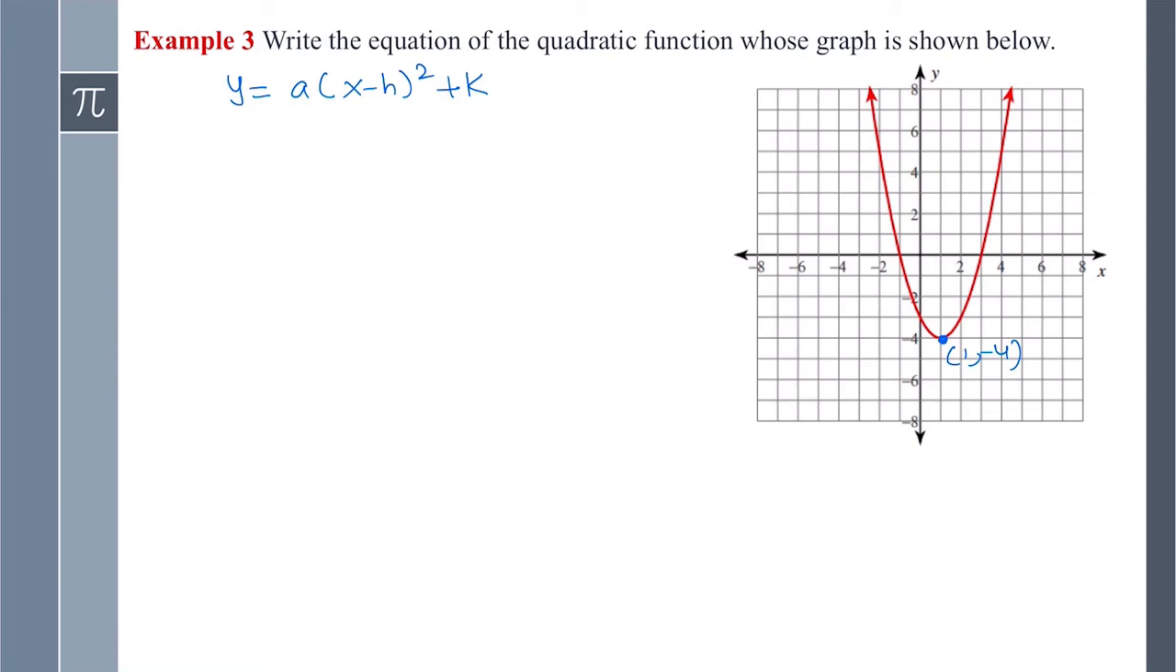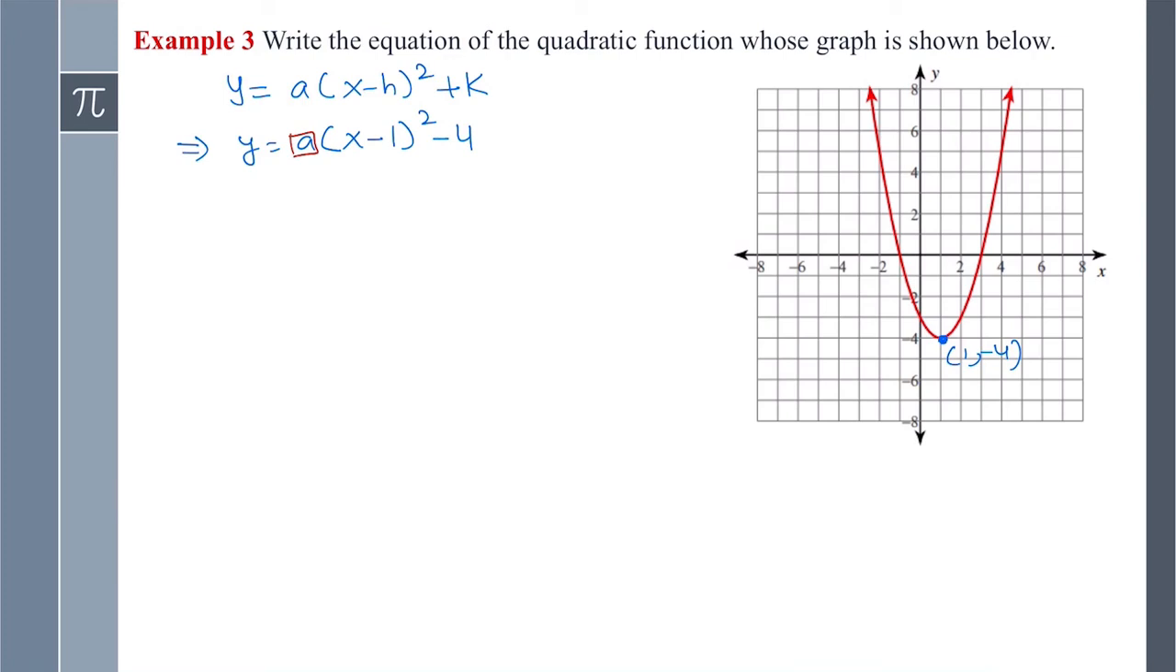Now here we know the vertex, so let's go ahead and substitute h and k. So this gives us y equals a times x minus h, which is 1, squared, k is -4, so minus 4. Now all we need to do here is figure out what this a is. So we need to find the value of a. Now what you can do is pick any point on the graph, plug it in, and then find the value of a.